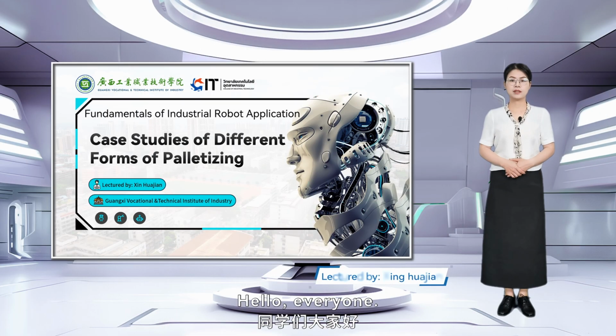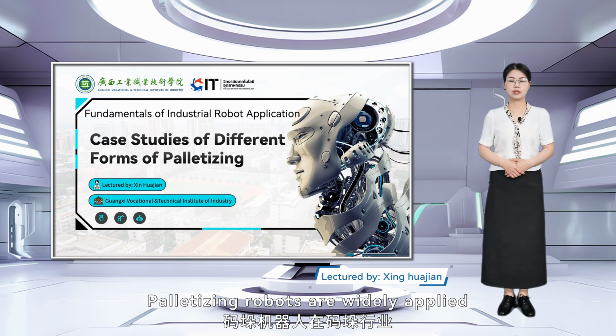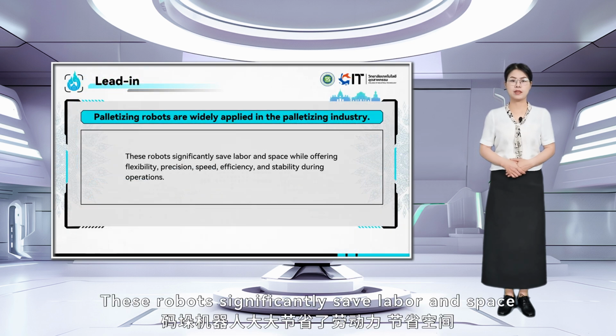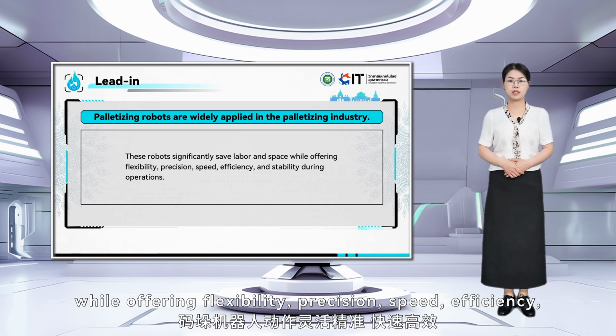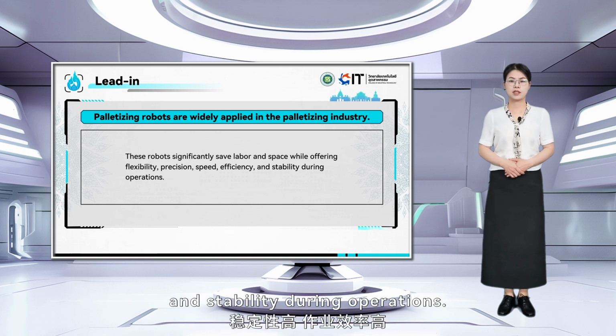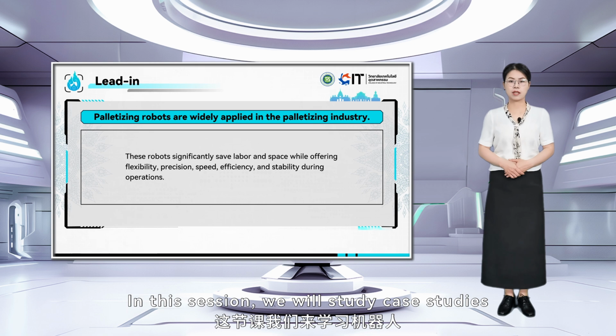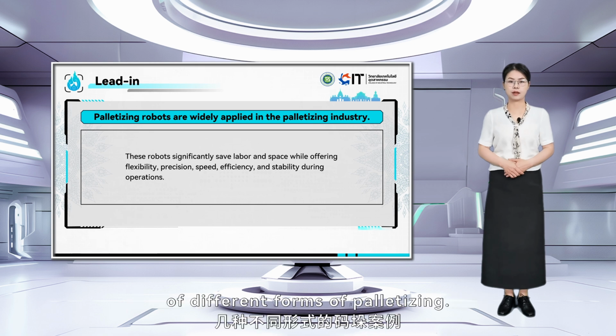Hello, everyone. Palletizing robots are widely applied in the palletizing industry. These robots significantly save labor and space, while offering flexibility, precision, speed, efficiency, and stability during operations. In previous lessons, we learned about several typical applications of industrial robots. In this session, we will study case studies of different forms of palletizing.